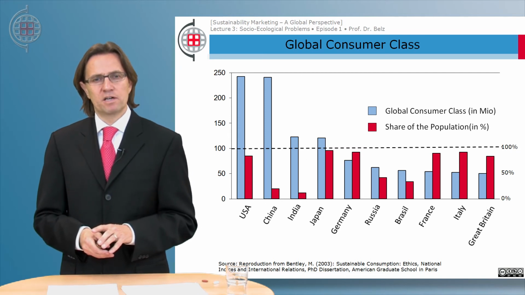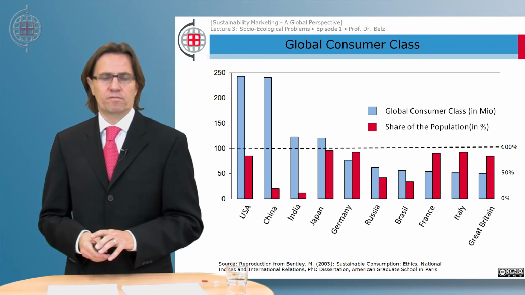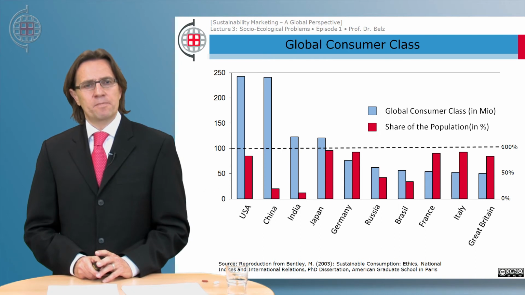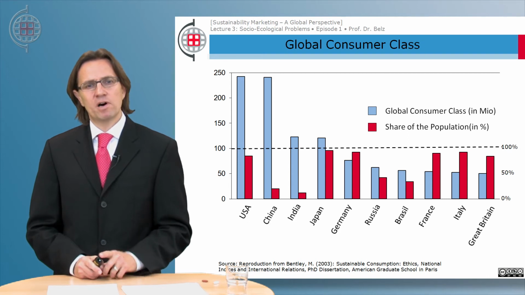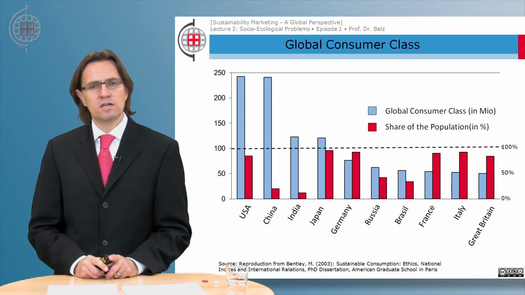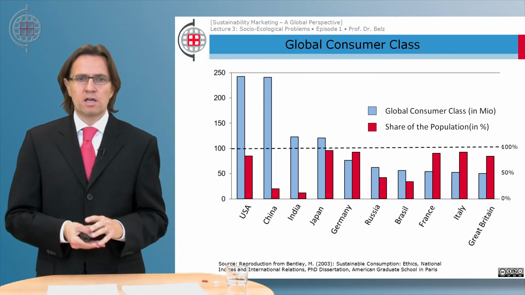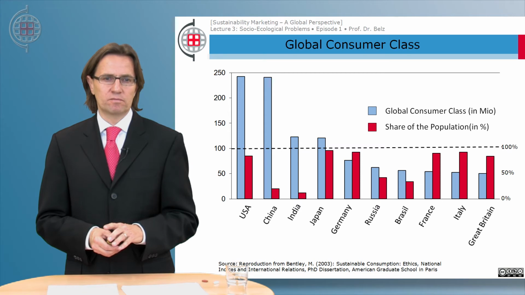The global consumer class earns more than $7,500 per capita and year, by definition. So they are pretty well off. And then we have other countries, developing countries, emerging countries, like China and India. Here you can see that about 15% in China and 12% in India belong to the global consumer class. So the rest of the population either belongs to the poor or the middle class.